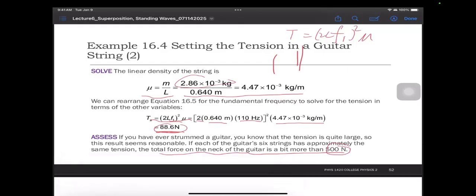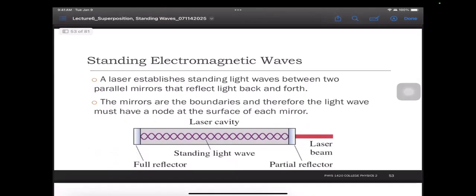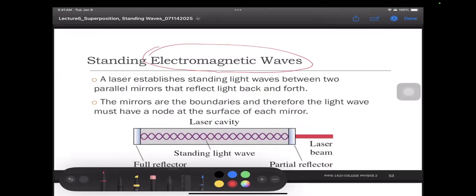Okay, let's talk about the other thing, standing electromagnetic waves. Electromagnetic waves. Do you remember what that is? I talked about waves, and most waves can be divided into two types. One is mechanical waves. A mechanical wave travels through a medium. Does it make sense to you?